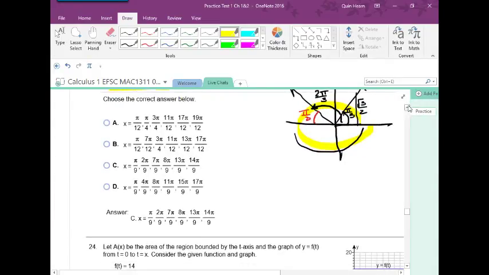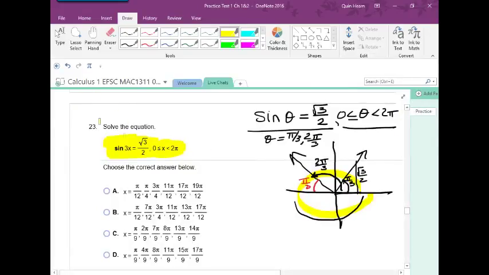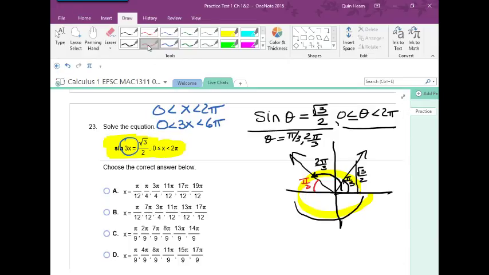The way that I like to think about it is, if we know that our angle x that we're looking for is between 0 and 2 pi, then where would 3x have to be? The angle 3x would have to be somewhere between 0 and 6 pi, right? It's 3 times as big. And you can get that by multiplying 3 times each part here. And you know that 3x is between 0 and 6 pi.